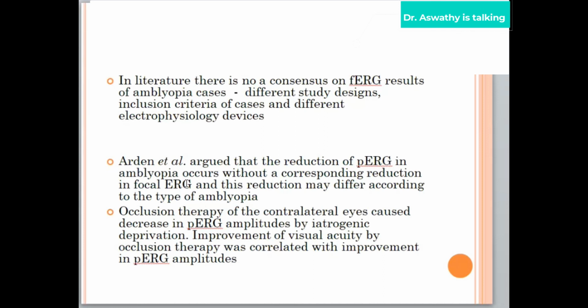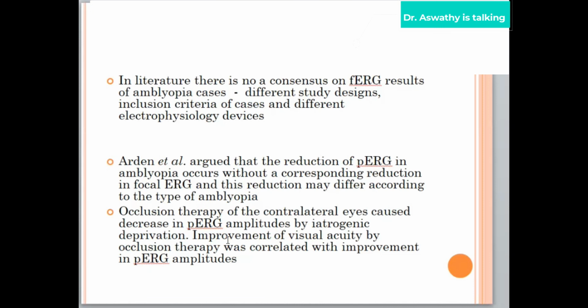Coming to ERGs, in literature, there is no consensus on ERG results of amblyopia cases, and this may be attributed to different study designs, inclusion criteria of cases, and different electrophysiology devices. But there are some studies which argue that there is a reduction in PERG in amblyopia without a corresponding reduction in the focal ERG, and this reduction may differ according to the type of amblyopia.